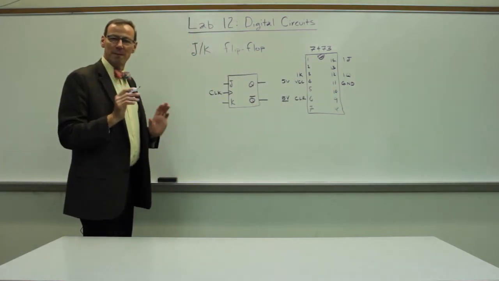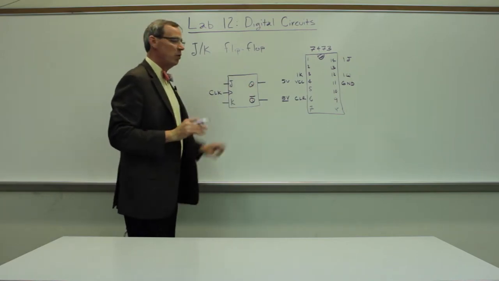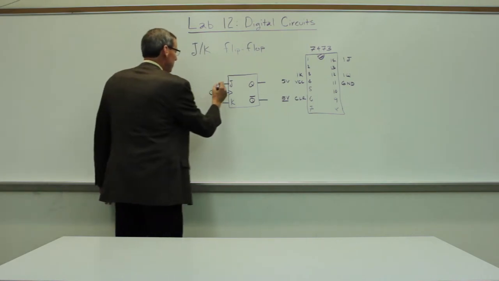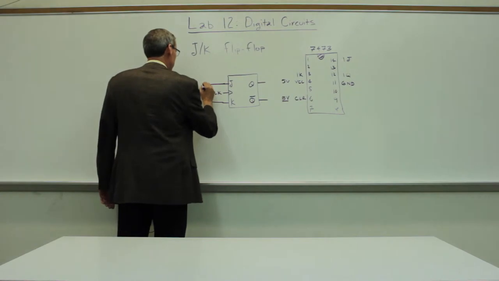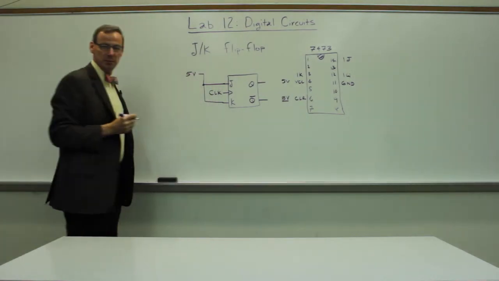We're going to use one particular state of the JK flip-flop. And we won't worry about the rest of the truth table, but you can read about that in your textbook. That particular state has both J and K hooked high to 5 volts.